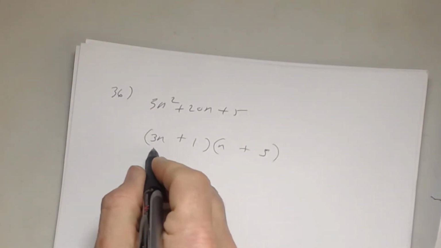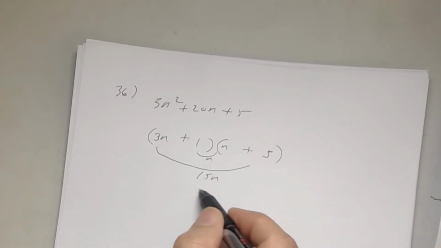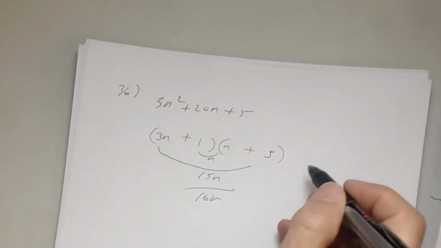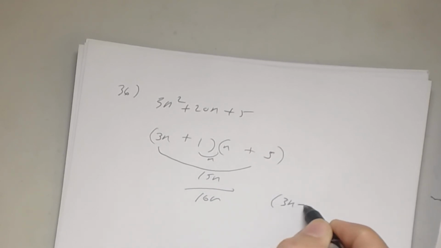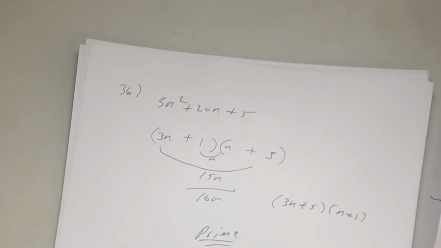No, the outer is 15n. The inner is what? n. When I add up, I get 16n. Even if you switch them, it wouldn't work. Very good. The answer is prime. So it's not factorable. So you'd say prime.